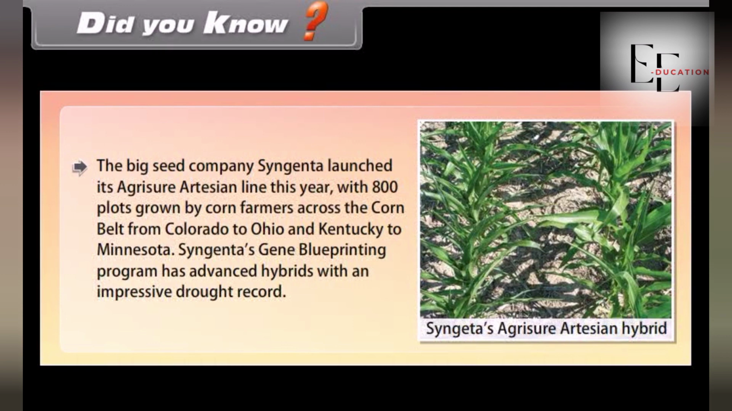Did you know? The big seed company Syngenta launched its Artisan line this year with 800 plots grown by corn farmers across the Corn Belt, from Colorado to Ohio and Kentucky to Minnesota. Syngenta's gene blueprinting program has advanced hybrids with an impressive drought record.